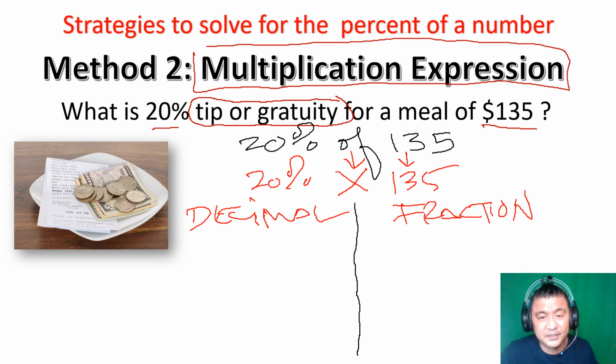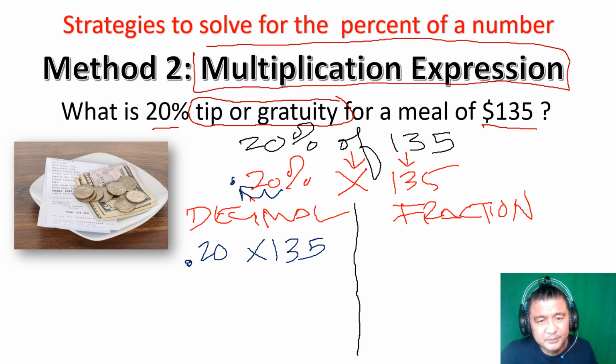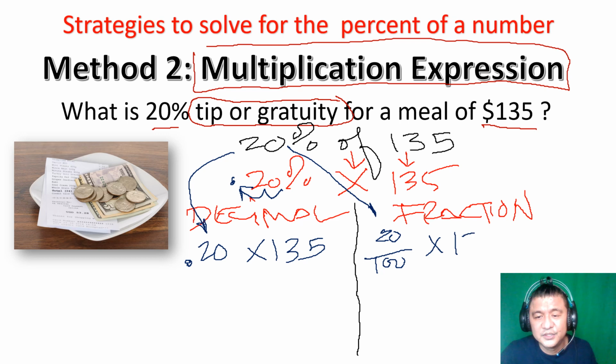Let's start with the decimal. To make 20% a decimal, move the decimal point two places to the left, remember that? So that becomes 0.20 times 135. Suppose you're scared of decimal. You want to use a fraction. Okay, how do I change 20% to a fraction? Remember, I change this to a decimal, or I could change it to a fraction. Remember, 20% means 20 over 100. There you go. Times 135. So guys, you have two options, whether to do the decimal way or the fraction way.